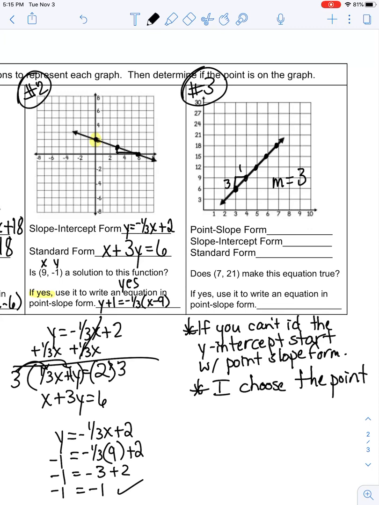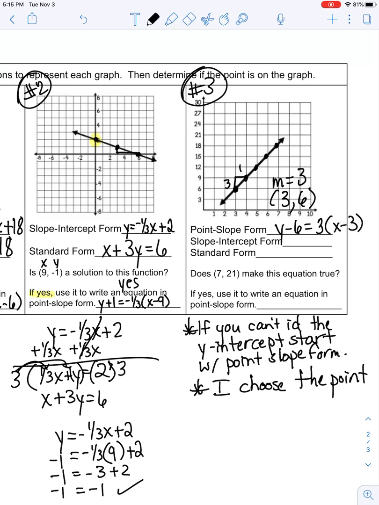And let's pick any point. I'm going to use the first one I see here, 3, 6. So 3, 6. So my point slope form is going to be y minus 6 equals 3 times x minus 3.